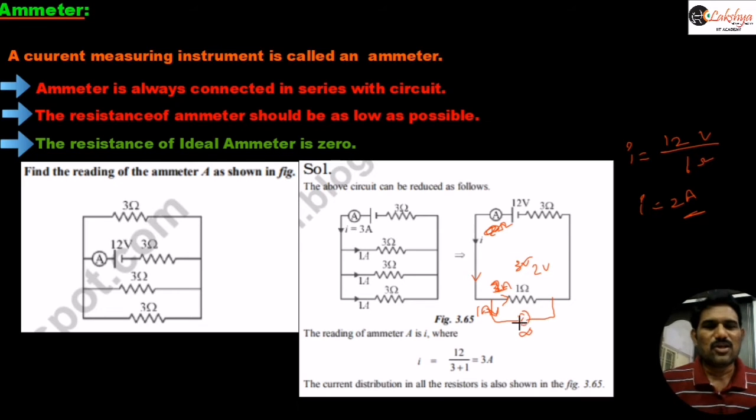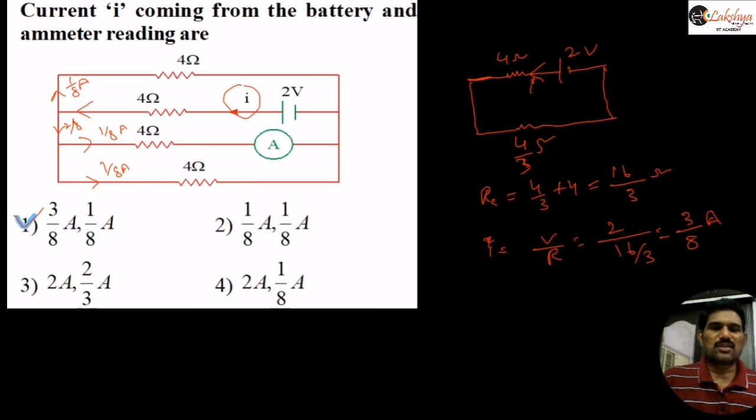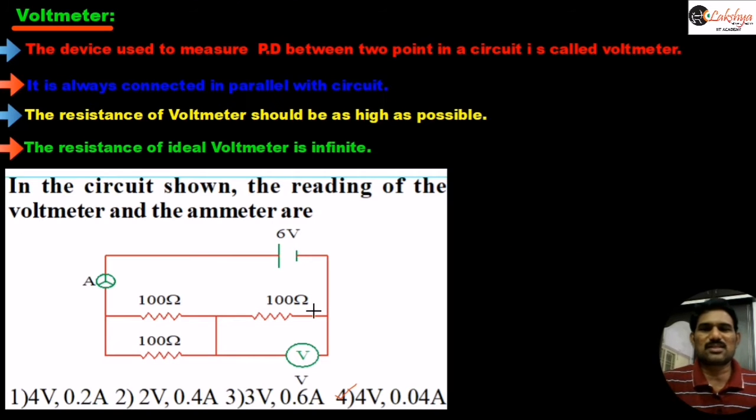So because of this reason, the voltmeter should possess a very high resistance. Ideally we say that it is infinite. Practically it should possess as high as possible. That is the reason why it should possess a high resistance here. Got it? So the resistance of an ideal voltmeter should be infinity. Practically it should have high resistance.